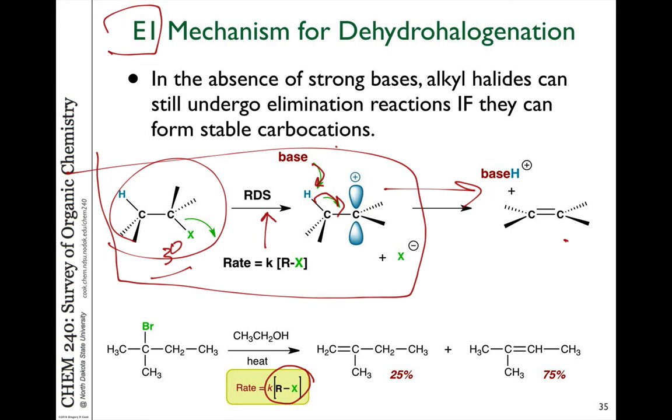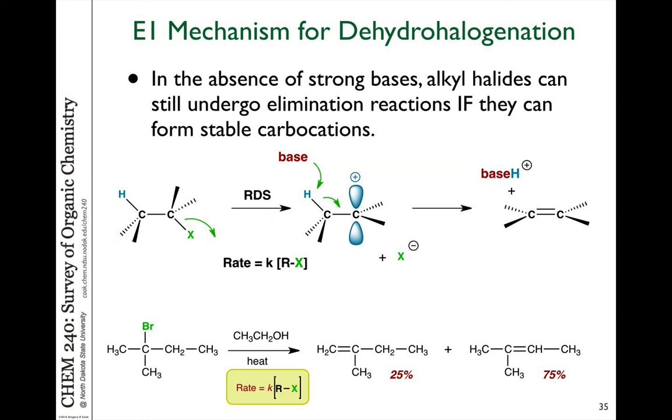So here you can see again an example of this reaction. If we take 2-bromo-2-methylbutane and just heat that up in ethanol, there's no strong base present. Heated up in ethanol, we do see the elimination product, again favoring the more substituted double bond over this double bond on the end, because according to Zaitsev's rule, we're forming the more stable, more substituted double bond.